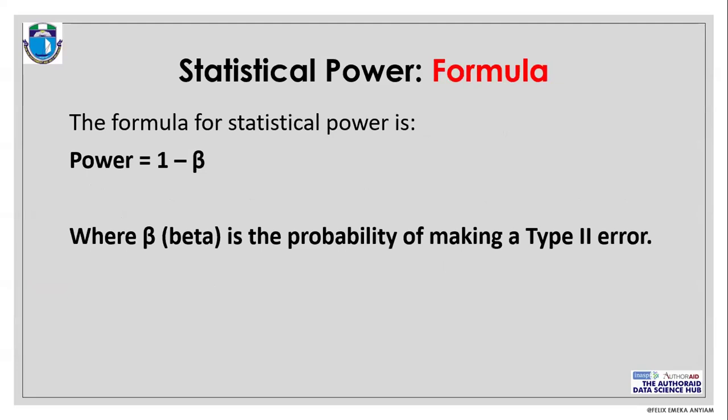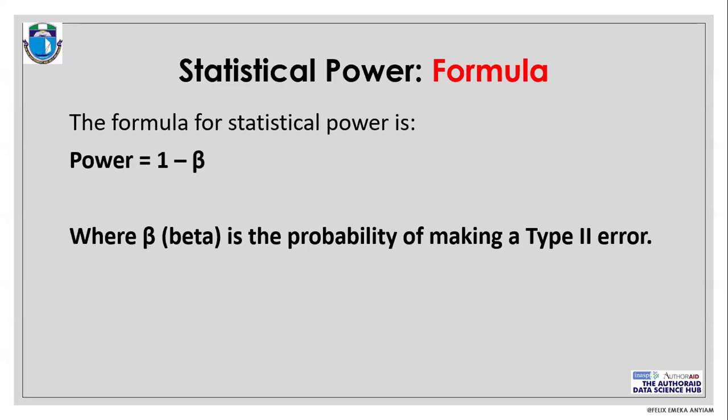So for statistical power, look at the formula. Power is equal to 1 minus beta. The beta is the probability of making a type 2 error. What is the type 2 error? You're supposed to reject the null hypothesis, but you now accept the null hypothesis. So you're supposed to reject the null hypothesis.